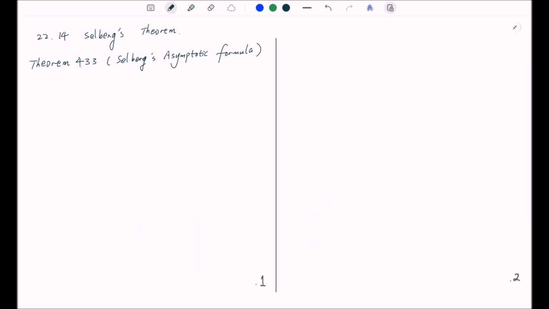In this section, we'll talk about Selberg's asymptotic formula, which plays a key role in the elementary proof of prime number theorem. In Hardy's book, the theorem is labeled as theorem 430, but I believe that is a typo. It should be labeled as theorem 433.